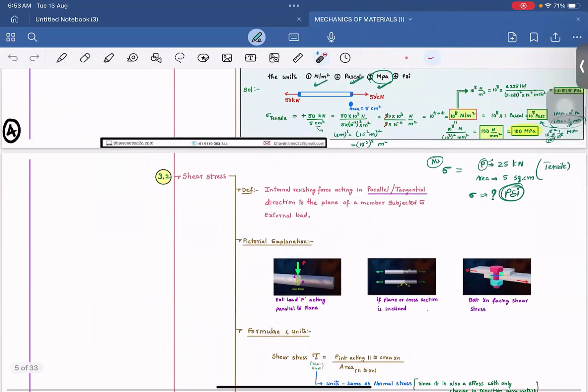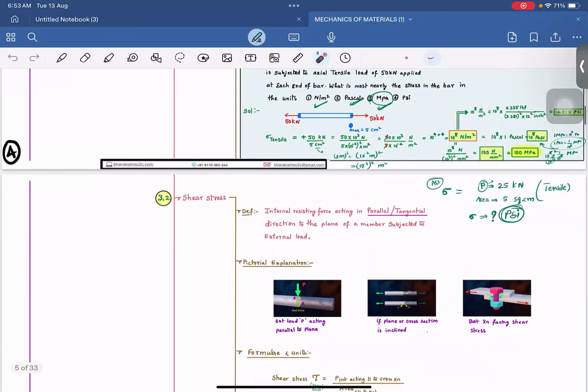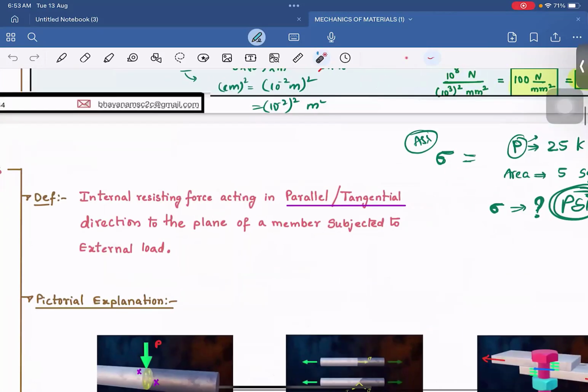I will clear you about the shear stress. It is very simple again. Shear stress is also obviously a stress. So stress means the internal resisting force against the intermolecular attractions. But the only change here is that it acts in a parallel or tangential direction. You need not worry about the word tangential, but just remember at least the word parallel.